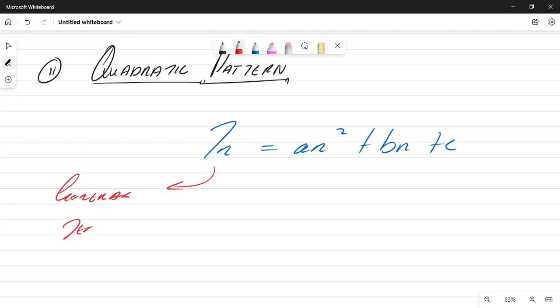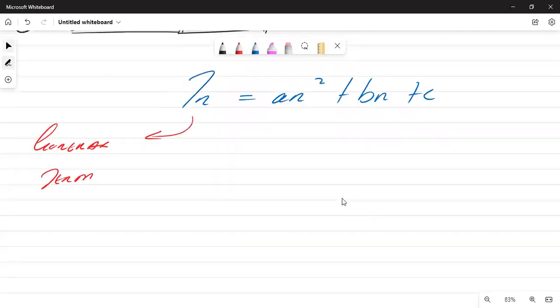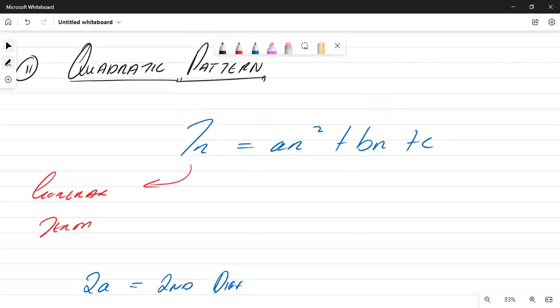As given by the general term, you can therefore go on and find a, b, and c. The best way to find this is to say that 2a would be equal to your second difference. What separates a linear and a quadratic is the fact that a quadratic is always going to have an equal second difference, whereas a linear has an equal first difference.